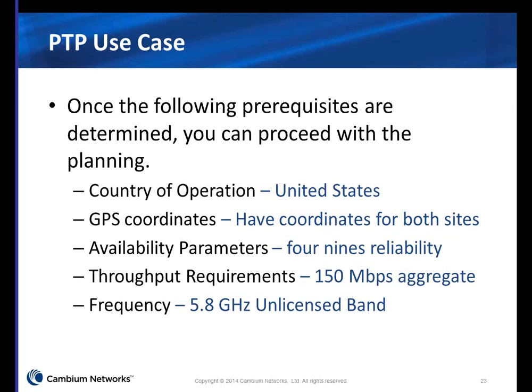So for the PTP link that we're going to plan within this presentation, it's going to be in the United States. We've got the coordinates for both of the sites. We're looking for 4 nines reliability and 150 megabits aggregate throughput, and we're going to plan it in the 5.8 gigahertz unlicensed band.